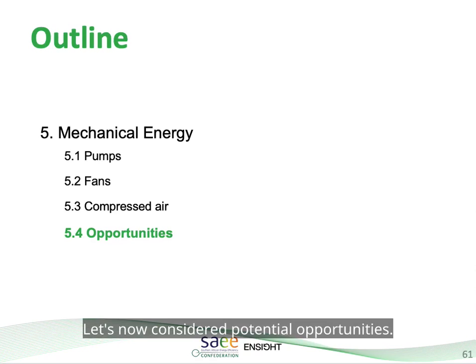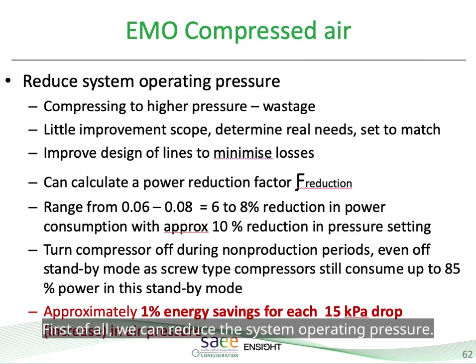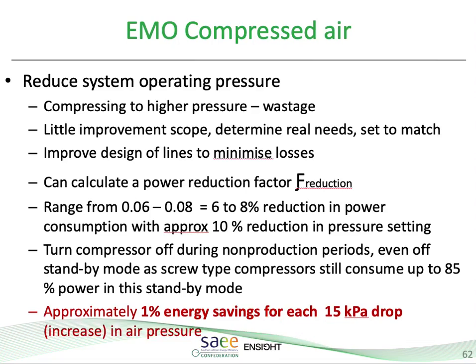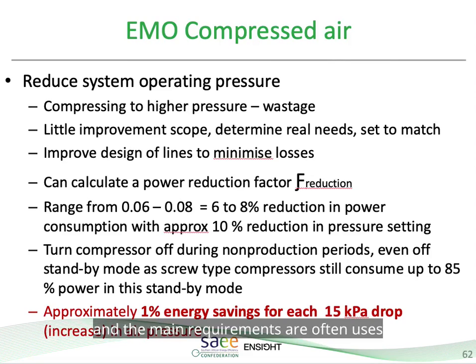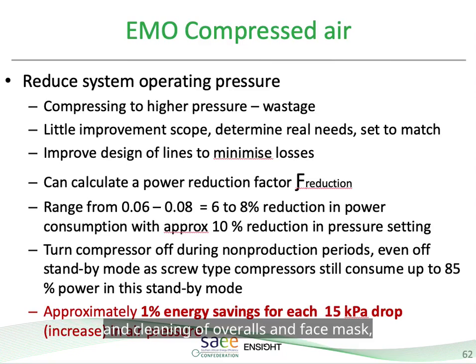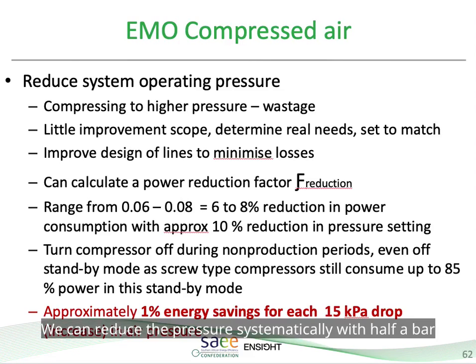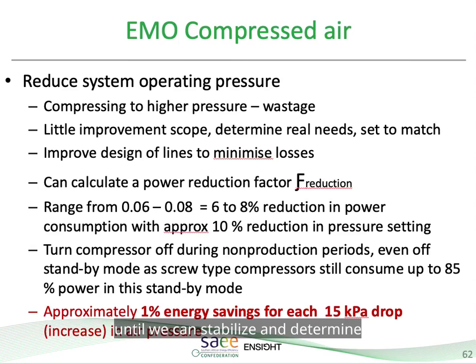Let's now consider potential opportunities. First of all, we can reduce the system operating pressure. Formosa Textiles at some places had 8 bar pressure, and the main requirements are for pneumatic users and cleaning of overalls and face masks, which first of all is an inappropriate use. 8 bar is not needed for this. We can reduce the pressure systematically by half a bar until we can stabilize and determine what the minimum requirement is for the plant usage.